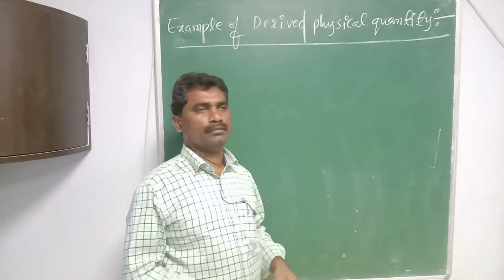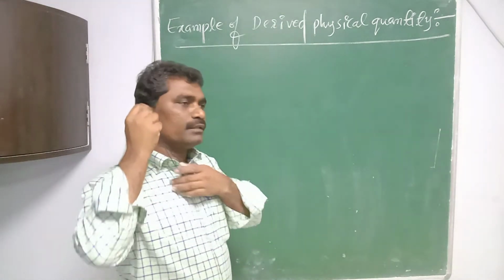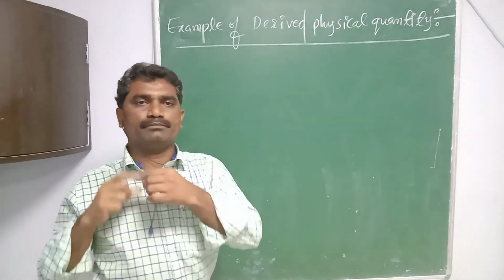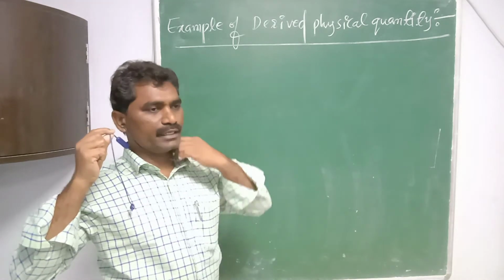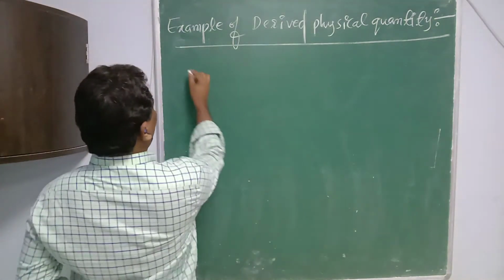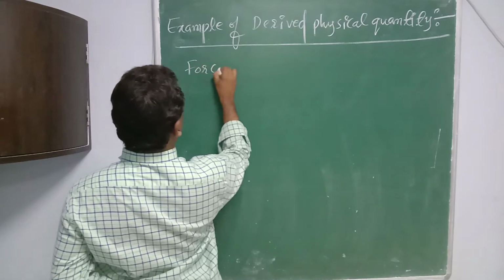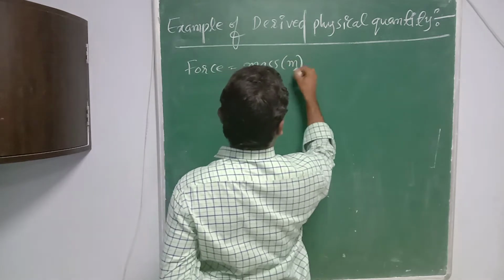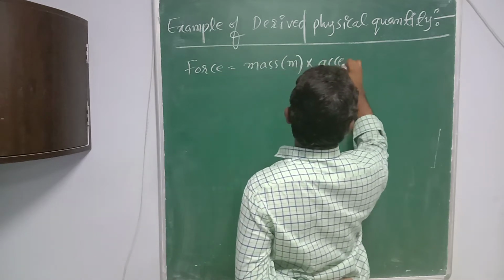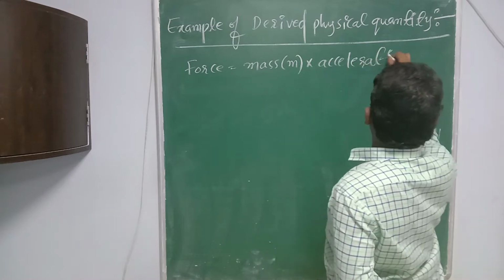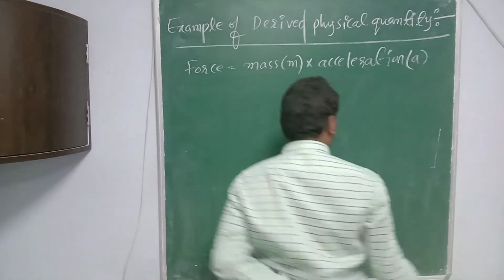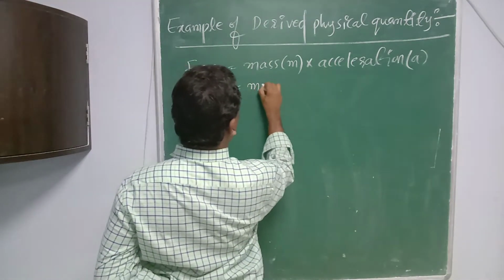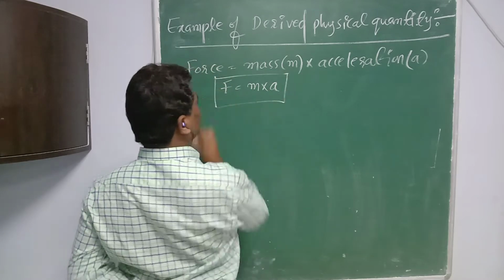Hi students. So now we are going to discuss the example of a derived physical quantity. Here, for example, we will discuss force. Force F is equal to mass m into acceleration a. What is the formula of force? Force F is equal to mass m into acceleration a.